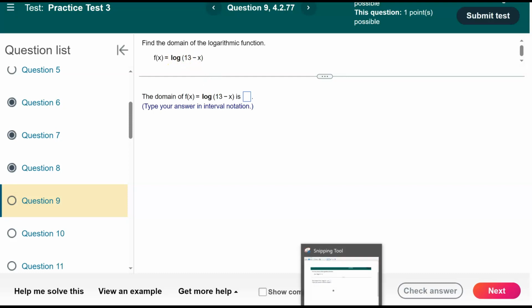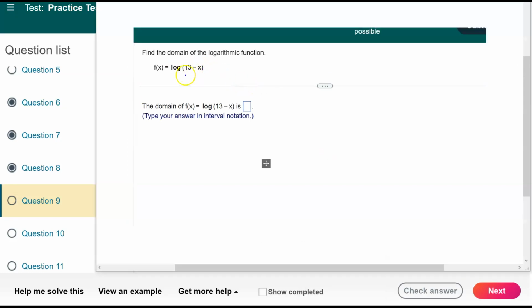You are to find the domain of that function. How do you do that? The shortcut is to just get the expression here. So that expression, you copy that. So you have 13 minus x, and then you make it greater than 0. You make that positive. You want to solve for the values of x that will make this expression positive. So just solve for that inequality there.